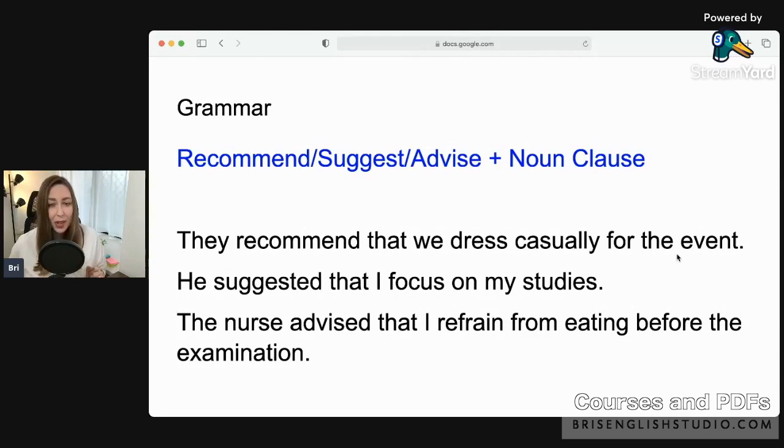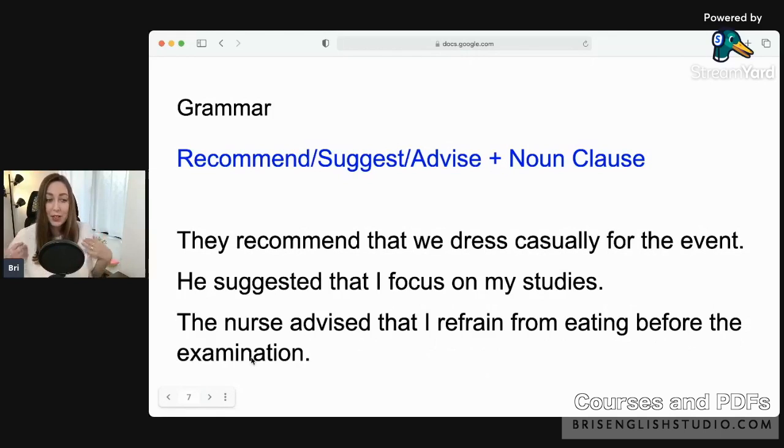Very good. Oh, I see a good question. I'll get to it in just a second. He suggested that I focus on my studies. He suggested that I focus on my studies. Very good. Last one. The nurse advised that I refrain from eating before the examination.